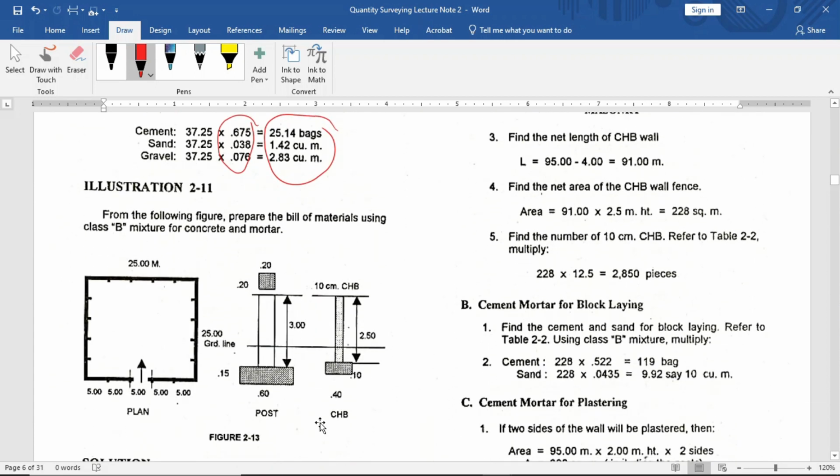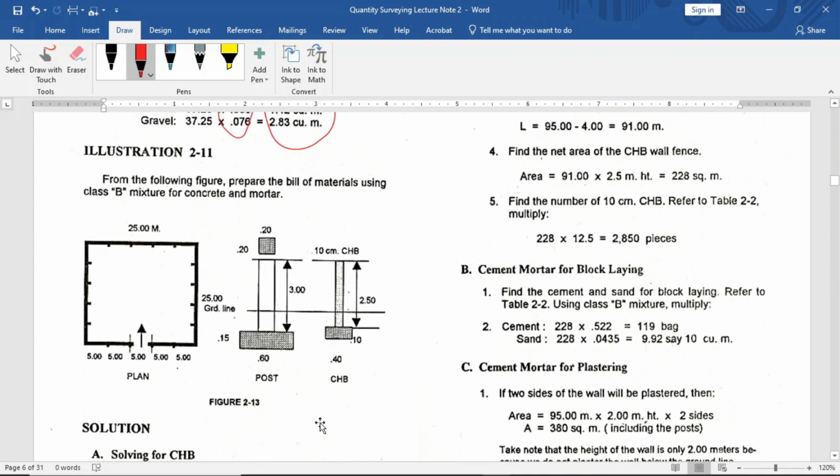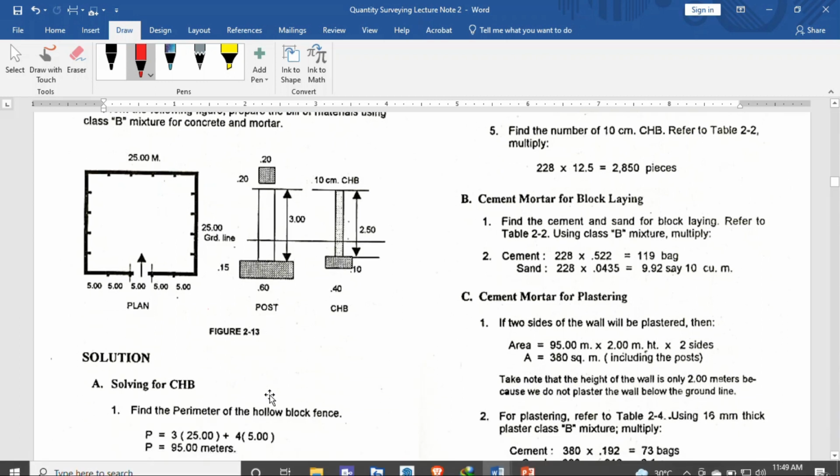So next problem tayo. Illustration 2-11. From the following figure, prepare the bill of materials using Class B mixture for concrete and mortar. So, ground line. Ito, 25 meters. Tapos, mag 5 meters na papasok. Walang wall. Yan, 25 meters. So, square siya.